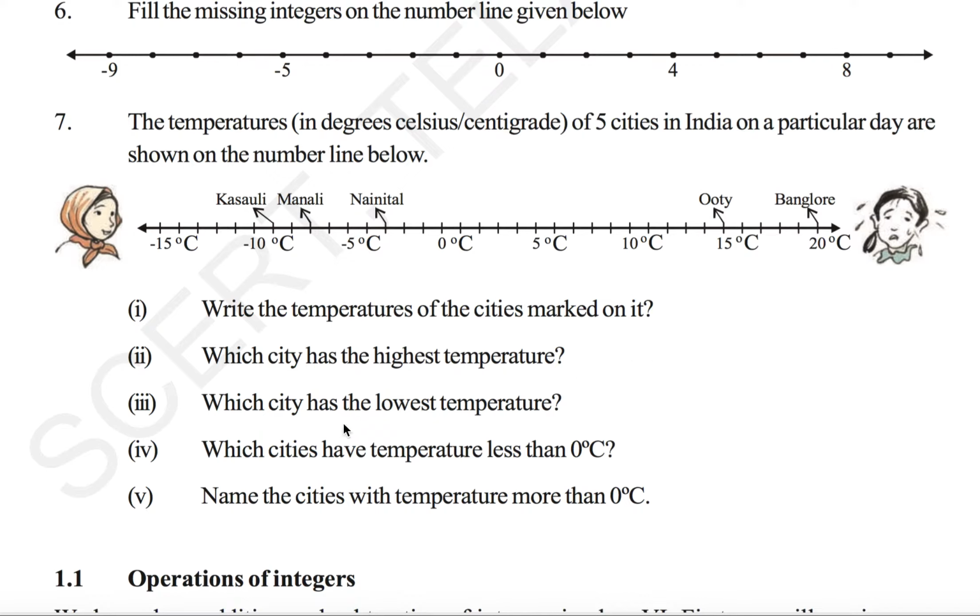Bangalore. Which city has the lowest temperature? Kasauli. Which cities have temperatures less than 0? These three: Nainital, Manali, Kasauli. Name the cities with temperature more than 0. Ooty and Bangalore.